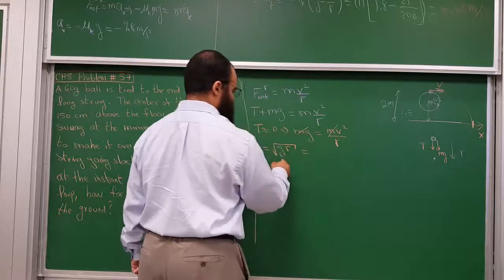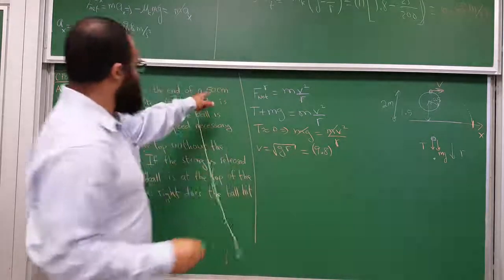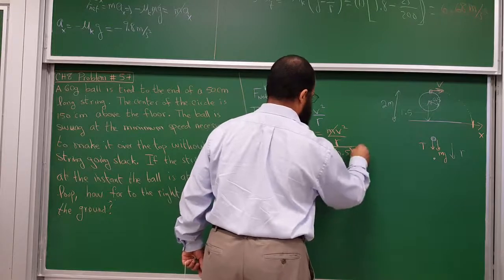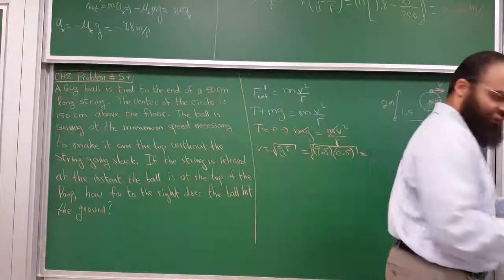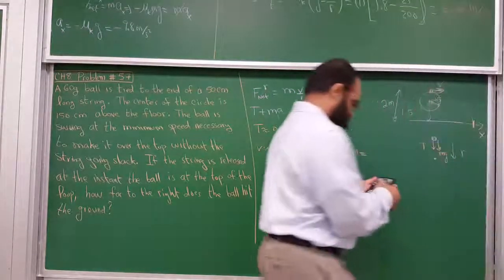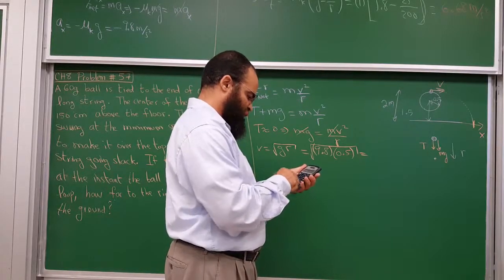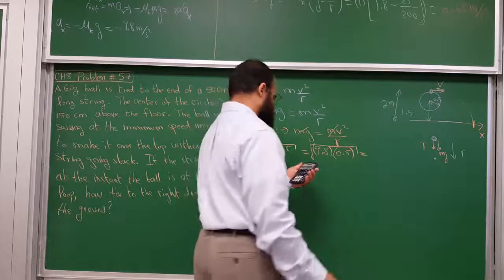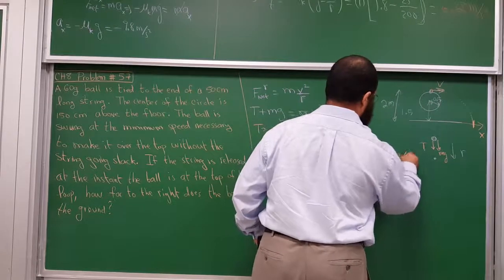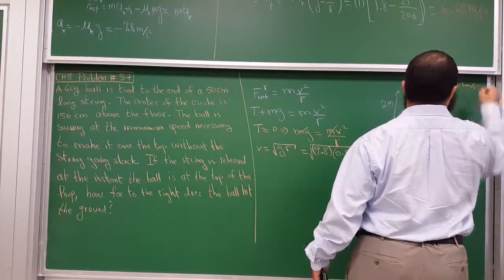So let's calculate it. g is 9.8. r is, how much is it again? 50 centimeters, so that's 0.5. Let me get rid of the mass here. Use my calculator instead. So 9.8 times 0.5 to the power of 1/2. I get 2.21 meters per second. So at the very top here, it's 2.21 meters per second.